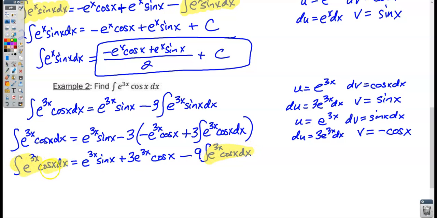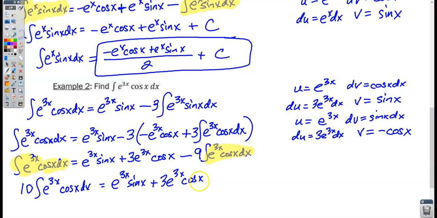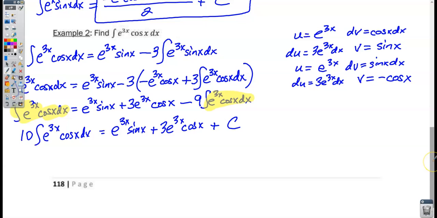Notice my integral here matches. So I can add these 9 integrals of e to the 3x cosine of x dx to both sides, which makes this 10 integral of e to the 3x cosine of x dx equal to e to the 3x sine of x plus 3e to the 3x cosine of x plus my constant of integration. And then lastly, I'm going to divide both sides by 10.